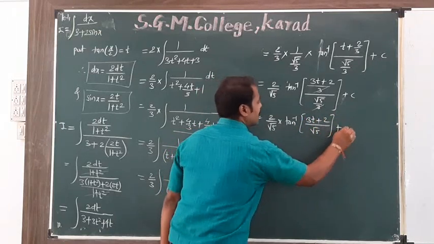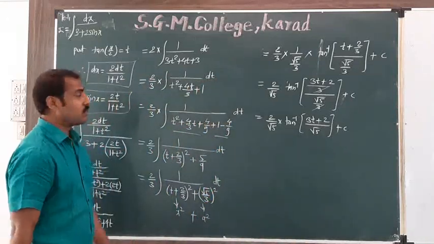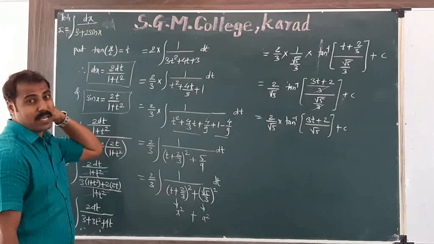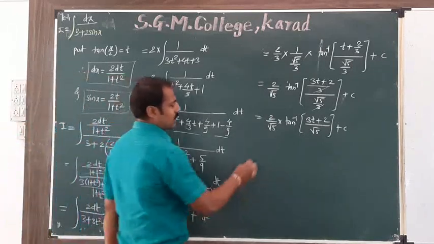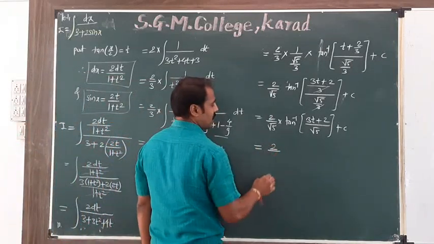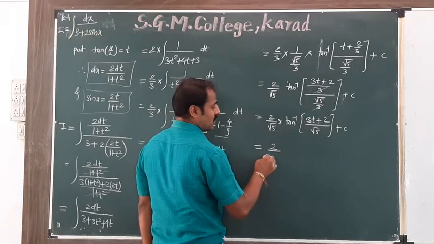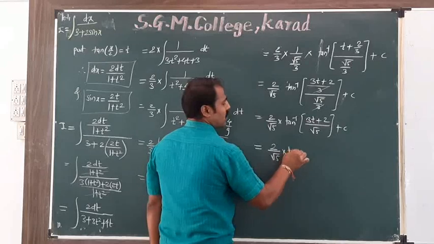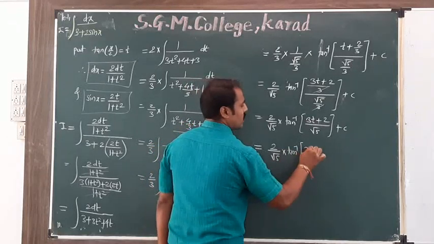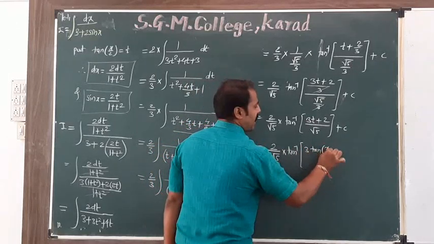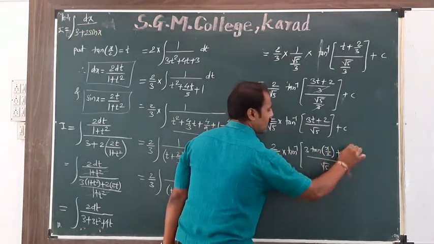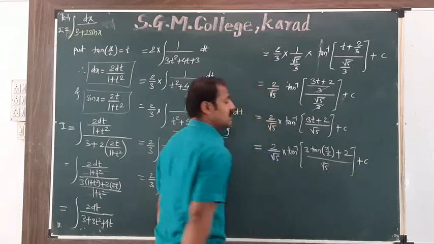Okay, but the answer is in the variable t because of our substitution. What is t? tan x by 2. So replace t by tan x by 2. So the integral is I is equal to 2 divided by root 5 into tan inverse of 3 into tan x by 2 plus 2, divided by root 5, plus the constant of integration c.